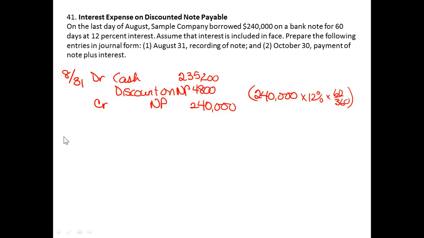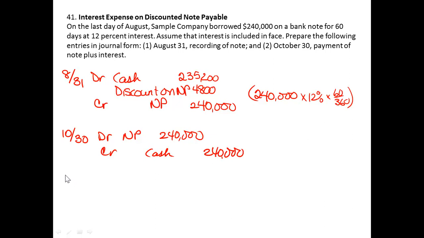Now, when this note matures on the 30th and we pay it back, we'll simply debit note payable, $240,000, and credit cash, $240,000. We'll also need to rename the discount interest, because interest occurs because you're using the money. Since on August 31st we hadn't used the money, we can't call it interest. But now, since we've used the money, we'll debit interest expense for $4,800, and we'll credit discount on notes payable.